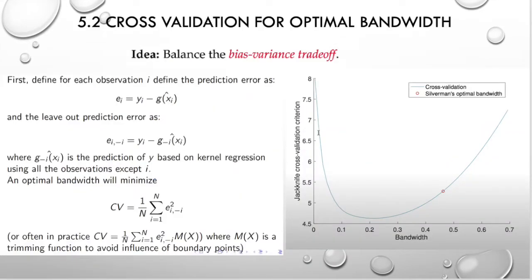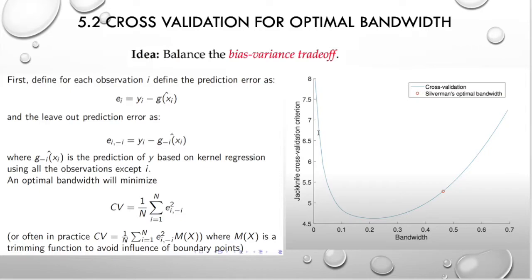Cross-validation is a method to estimate the prediction error of our regression estimator. So we split the data into two parts, training data and validation set. We then use the data in the training set to construct our estimator and predict the value of the response on the validation set, and then calculate the quality of our prediction.